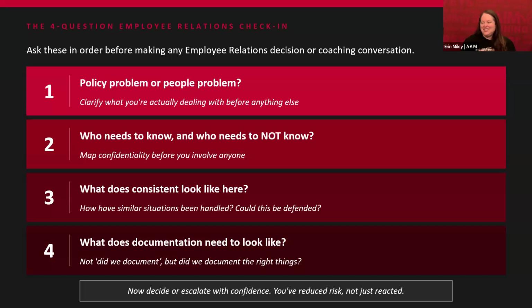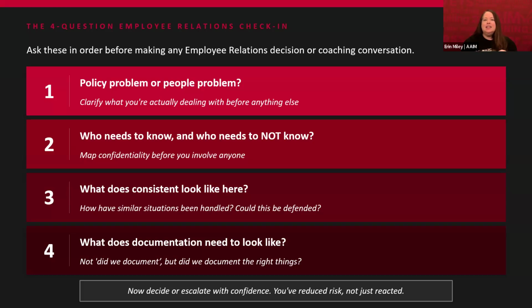This is not attorney advice, but I have an attorney lens because I always ask what it depends and could this get me in court? And then what does documentation need to look like? Not that I know I need to have it in writing. I know that. That's always going to be a step. But did we have the right things in there? And do we have too much? Do we have the wrong things? And I don't want that to be in there.